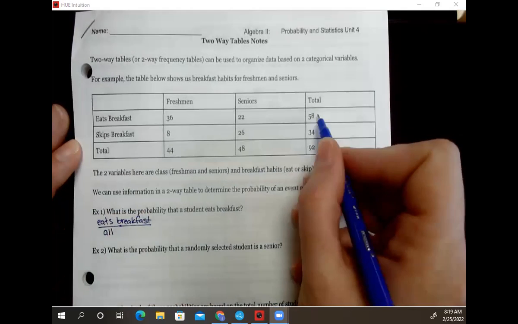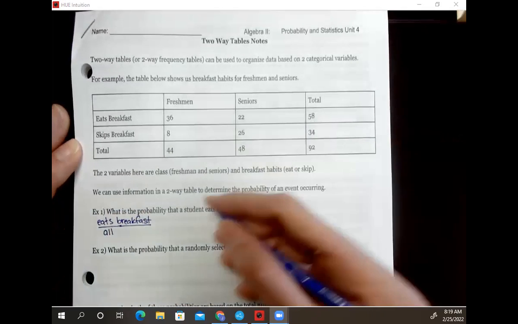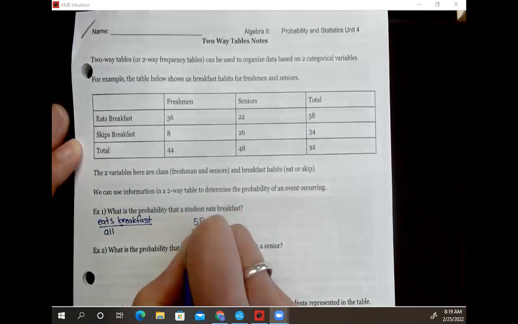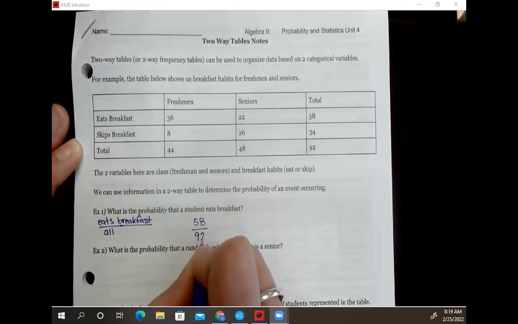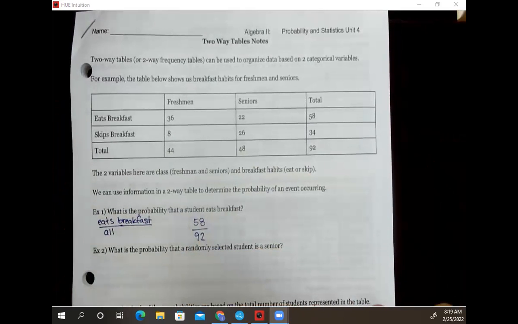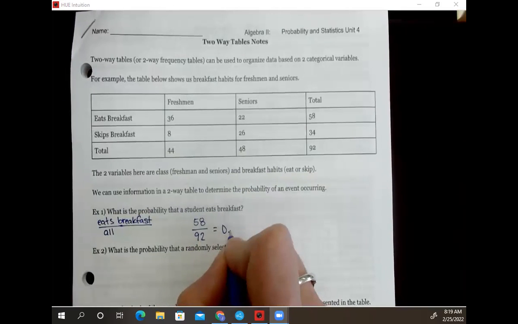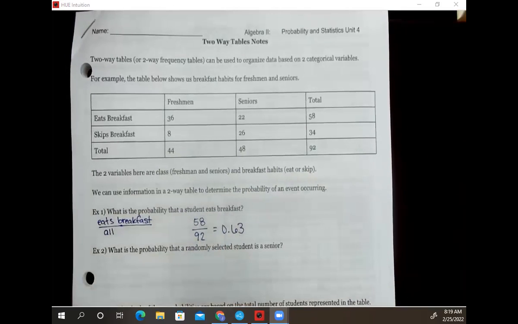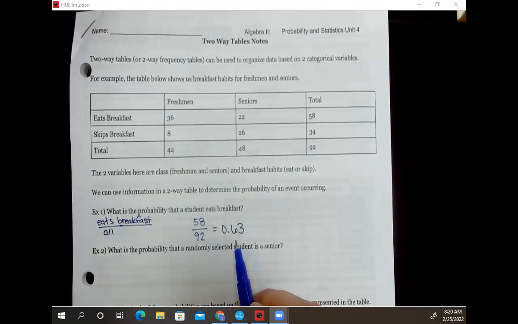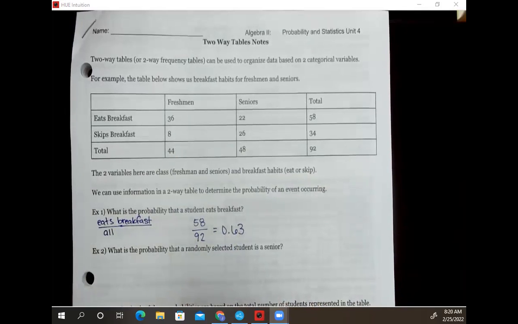So my breakfast eaters make up 58 students out of 92 total students that we surveyed. For probability, we're going to leave this as a decimal. So when I divide this, we would get 0.63, and we'll leave our answers today as decimals rounded to 2 places. Now, remember that this does represent a percentage. So what's the probability that a student eats breakfast? I could say the probability is 0.63, or I could also say I would expect 63% of students surveyed to say that they eat breakfast.